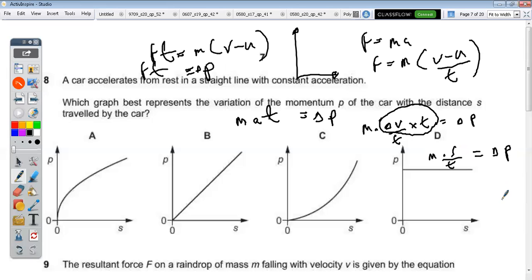That makes sense, then. So according to the formula, if s is to increase, then momentum would also increase. So it's B. Clear now.